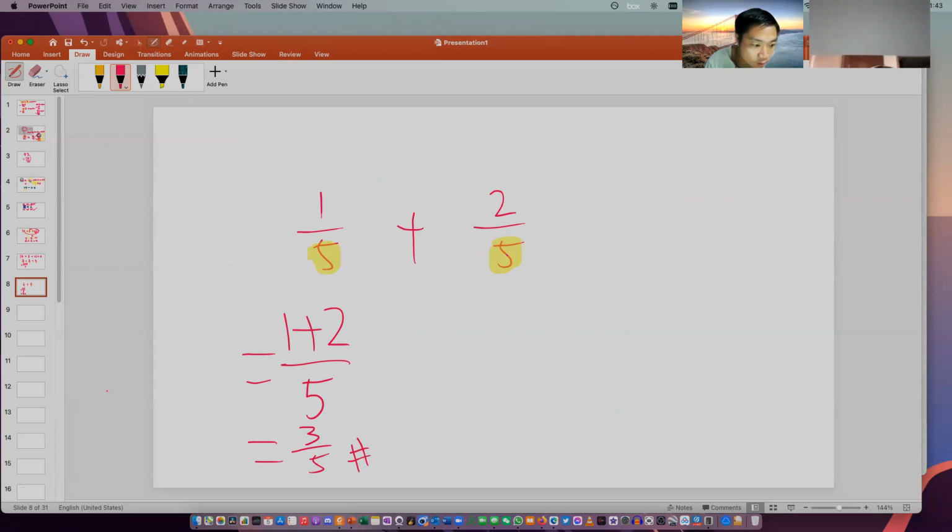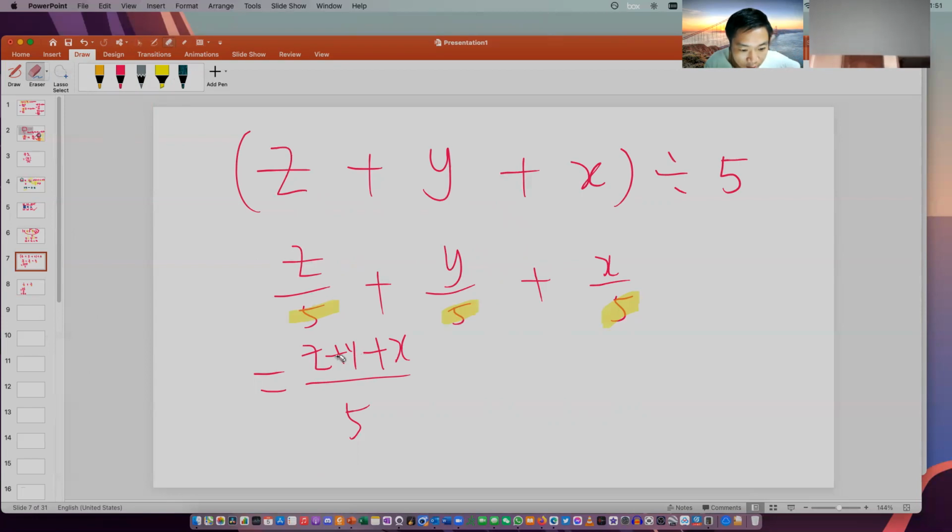Yeah. So given this logic on this page, can you see that you can combine the z plus y plus x into a single term on the numerator? So this should be your final answer. Can you see it? Yeah. So basically, if you have the same denominator, you cannot separate them. You need to combine. So the final answer should be z plus y plus x over 5. Okay? Next.